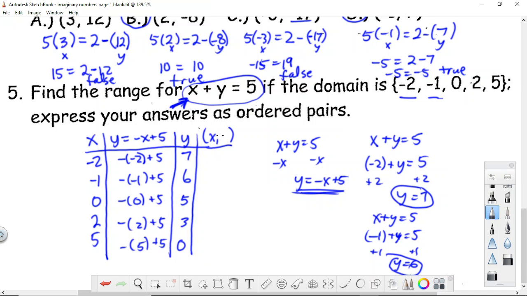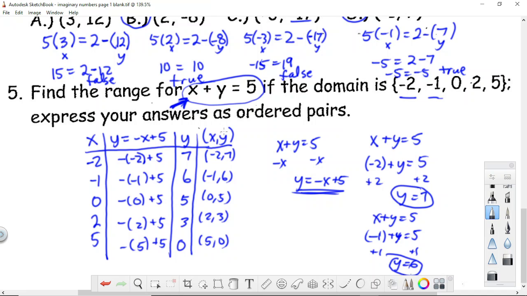We can make a column of our ordered pairs. Okay, and that's just the x value and the y value, right? Negative 2, 7, negative 1, 6, 0, 5, 2, 3, 5, 0. And we've got the ordered pairs.